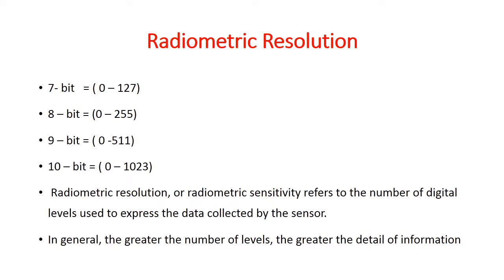Radiometric resolution or radiometric sensitivity refers to the number of digital levels used to express the data collected by the sensors. In general, the greater the number of levels, the greater the detail of information present.